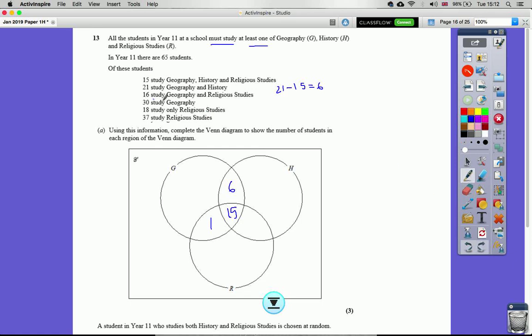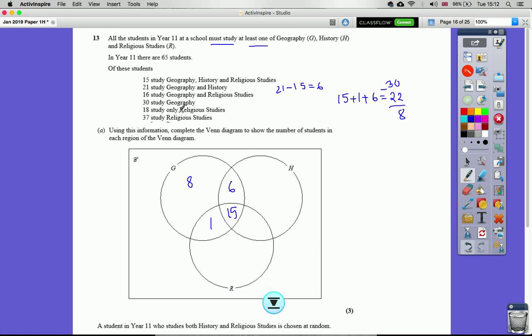Next, 30 students study geography. Now I've got 15 plus 1 is 16, plus 6 is 22. So you do 30 minus 22, 8. Those 8 students study only geography.